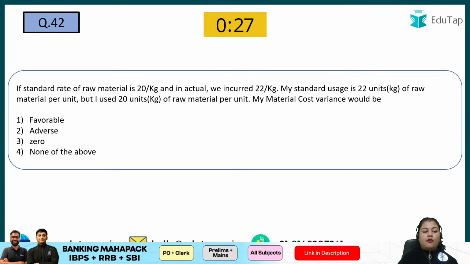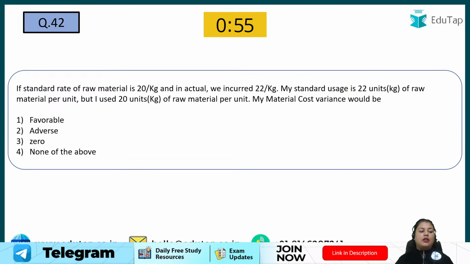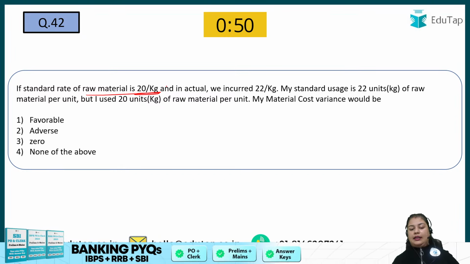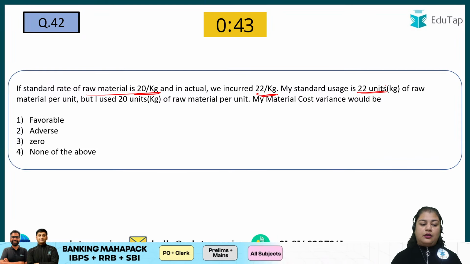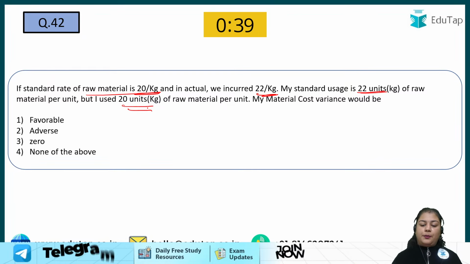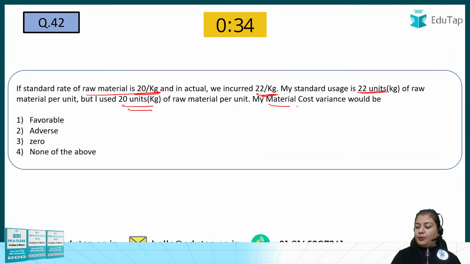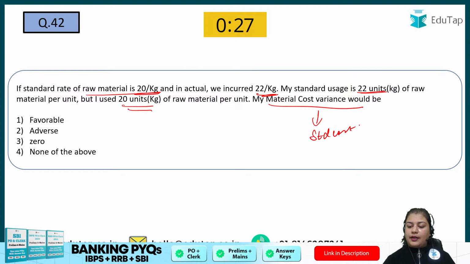Moving ahead, 42. Please pay a little more attention here. If the standard rate of raw material is 20 per kg and in actual we incurred 22 per kg, my standard usage is 22 units of raw material per unit, but I used 20 units only of raw material per unit. My material cost variance would be, so what is the formula for material cost variance? Basically it is standard cost minus actual cost.